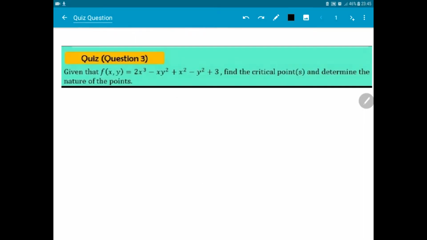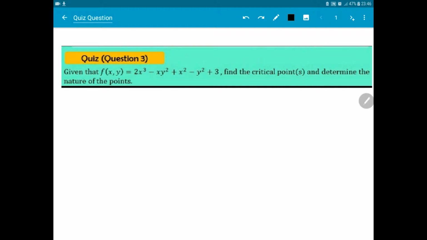So that's it. Okay, now we move to the quiz question, which our group will represent, question 3. Given that f(x, y) equals 2x cubed minus xy squared plus x squared minus y squared plus 3, find the critical points and determine the nature of the point.